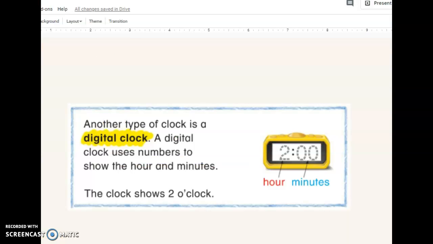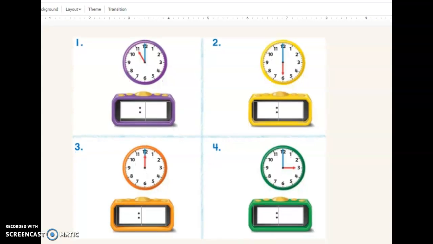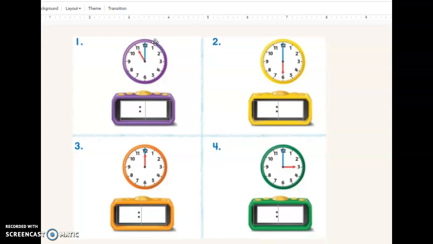So let's look at some questions that we can do together. We're looking at this analog clock, and then we're going to transfer that time onto a digital clock. Remember, an analog clock is something that we can hang on a wall like we had in our classroom, and a digital clock is more of what families have in their home because it's easier to read.